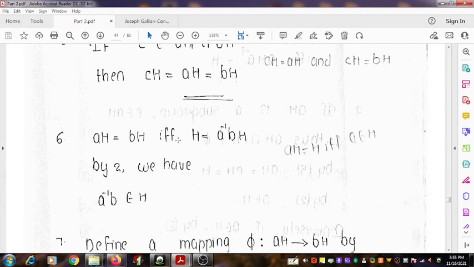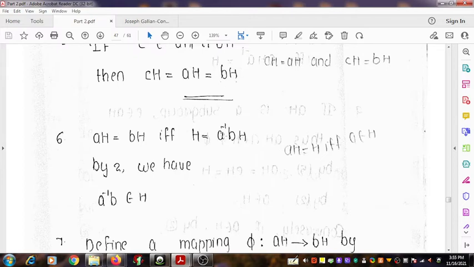Another way we can say is that AH equals BH if and only if H equals A inverse BH. First we take A inverse and pre-multiply both sides of this expression by A inverse. Then we get A inverse A H equals A inverse B H. That cancels the effect of A on the left side, and thus we get H equals A inverse BH.